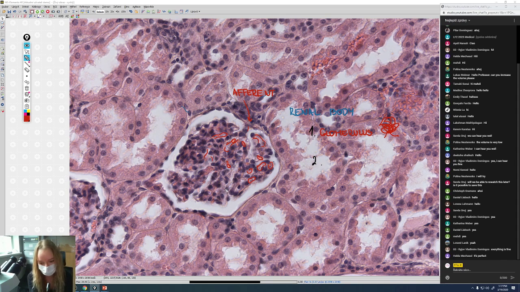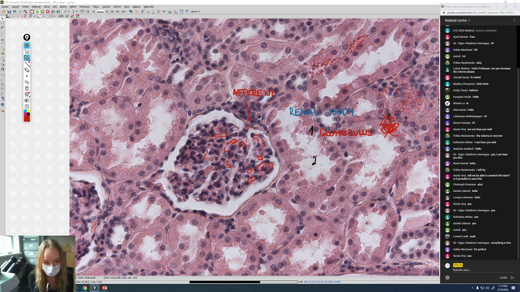So let's go back to the glomerulus. The renal body is made of the glomerulus, the capillaries. We're going to explain the structure of the glomerulus later. And the renal body also contains something called Bowman's capsule. Bowman's capsule is a capsule, so it has some layers around it, and there are two layers here.